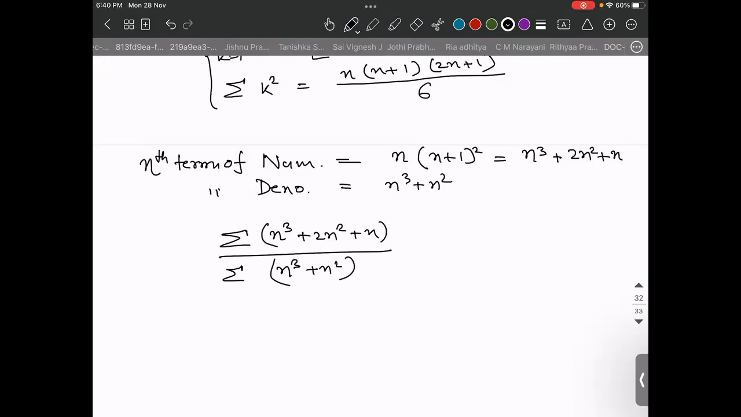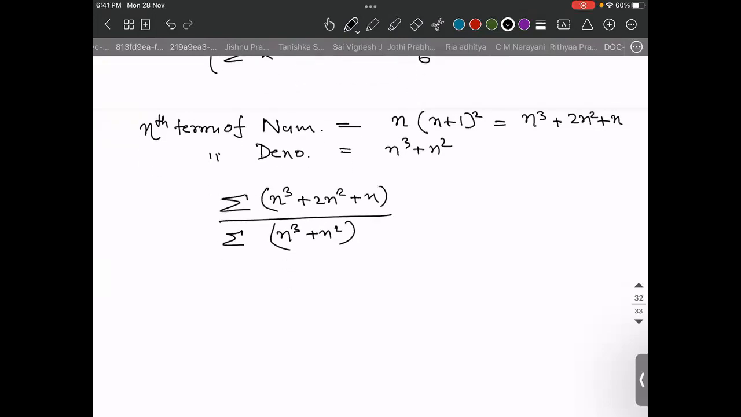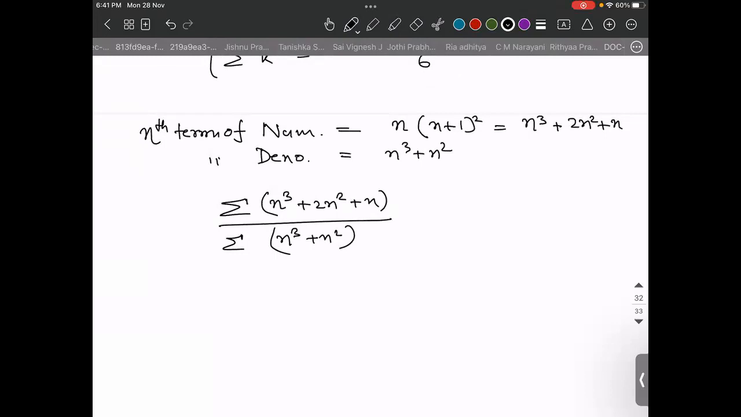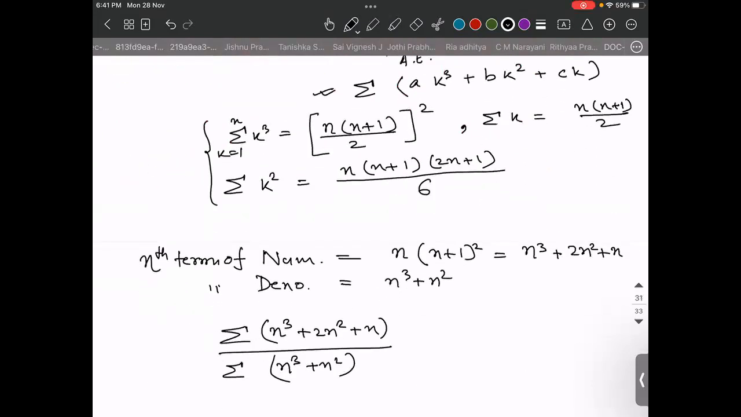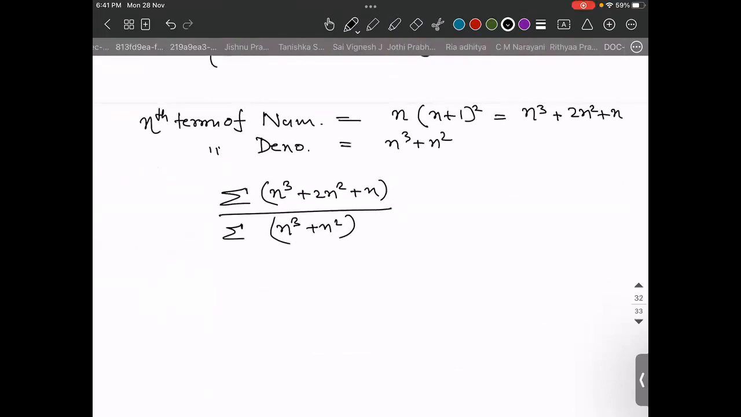Isn't this a really lengthy process? See, there are two methods to solve it. The first method is you just separately solve the numerator and the denominator. When you reach the final stage, all the terms will get cancelled out when you take the ratio, and you will only be left with 3n plus 5 upon 3n plus 1. So try that method. We already know how to solve it.